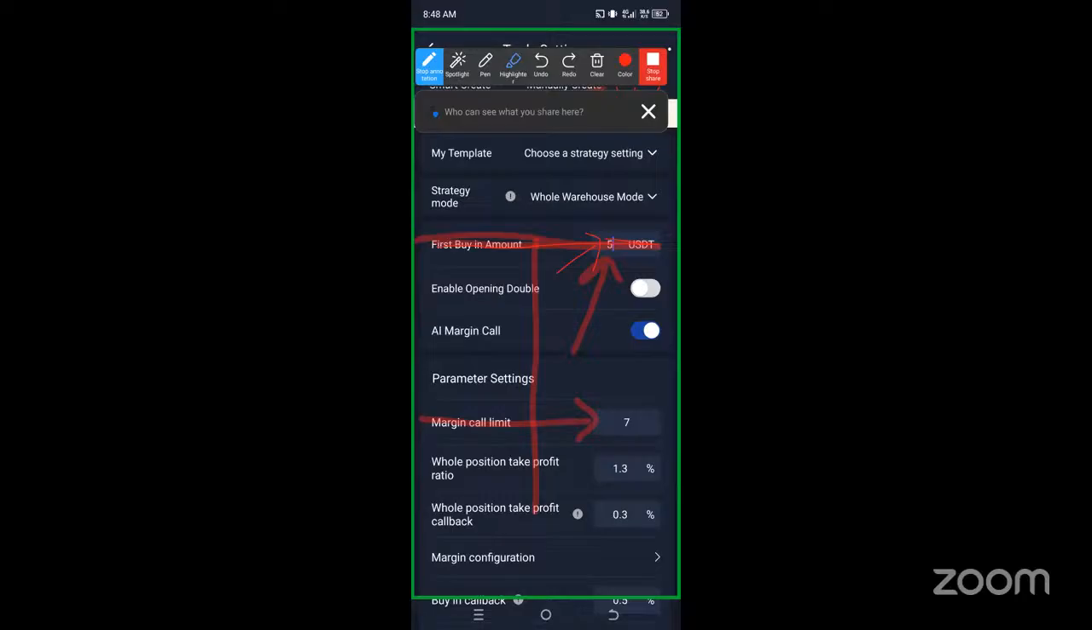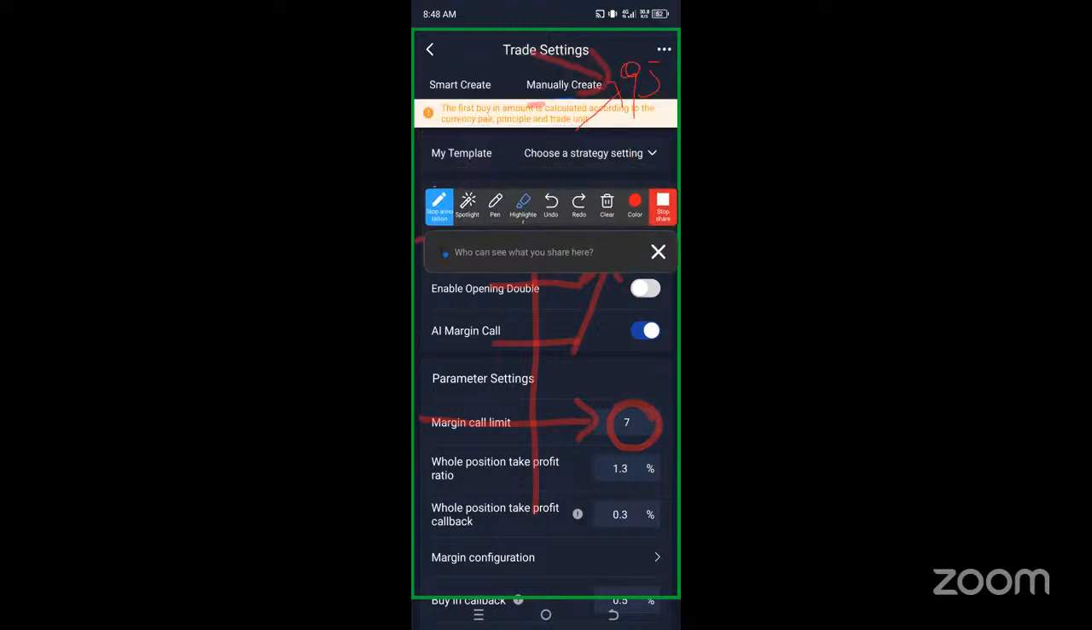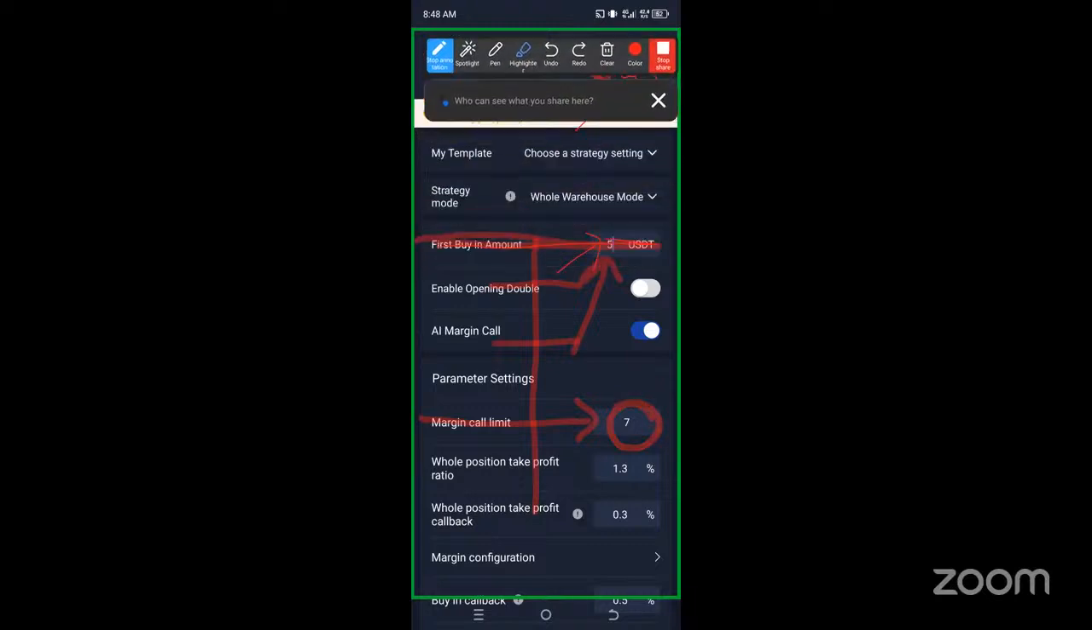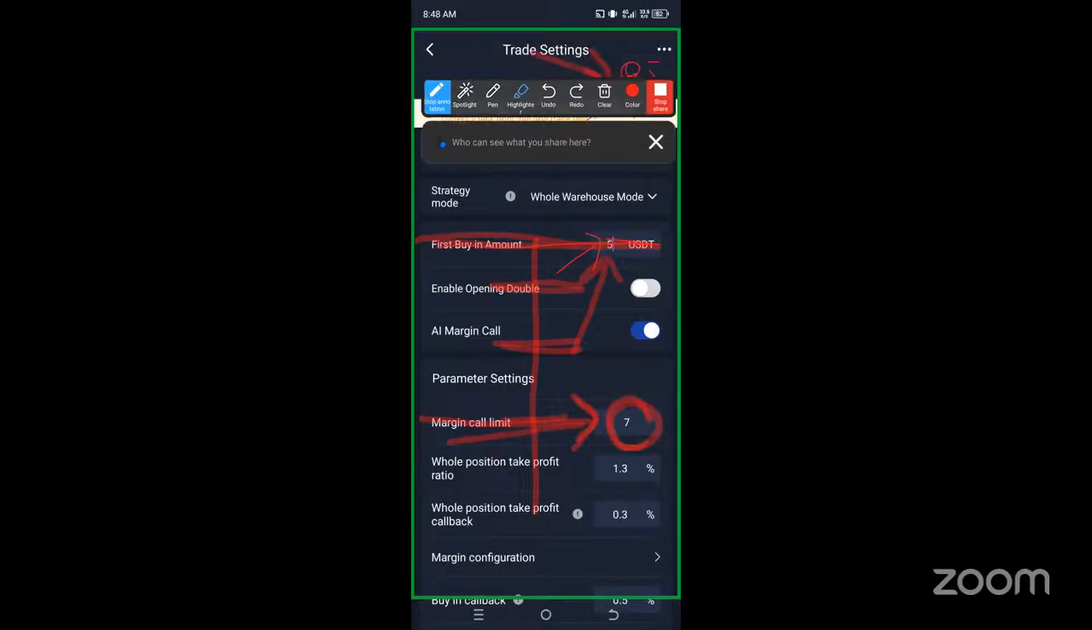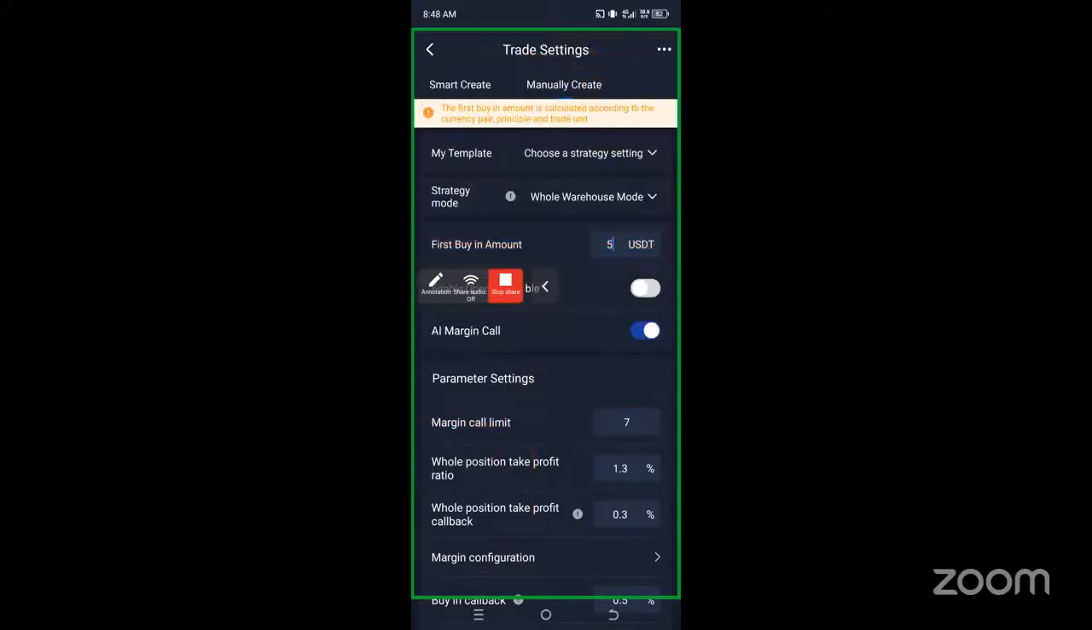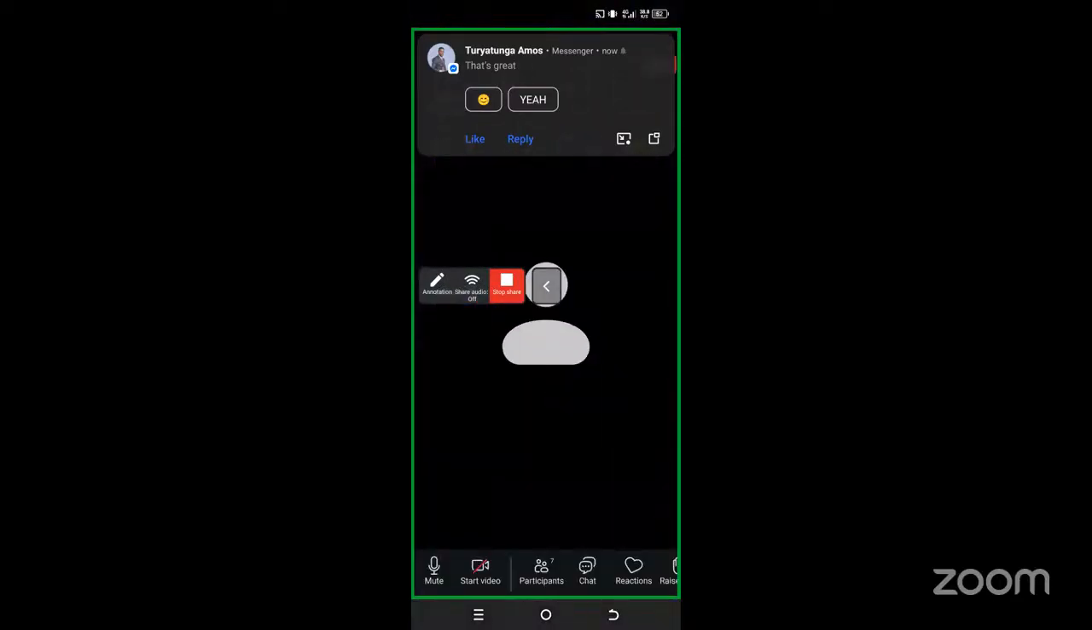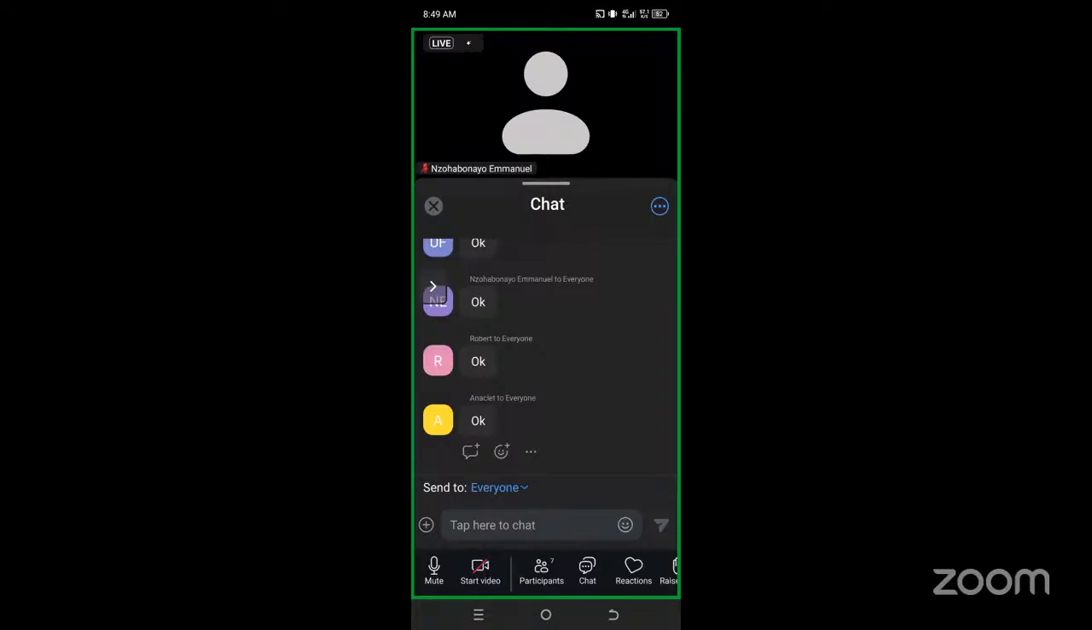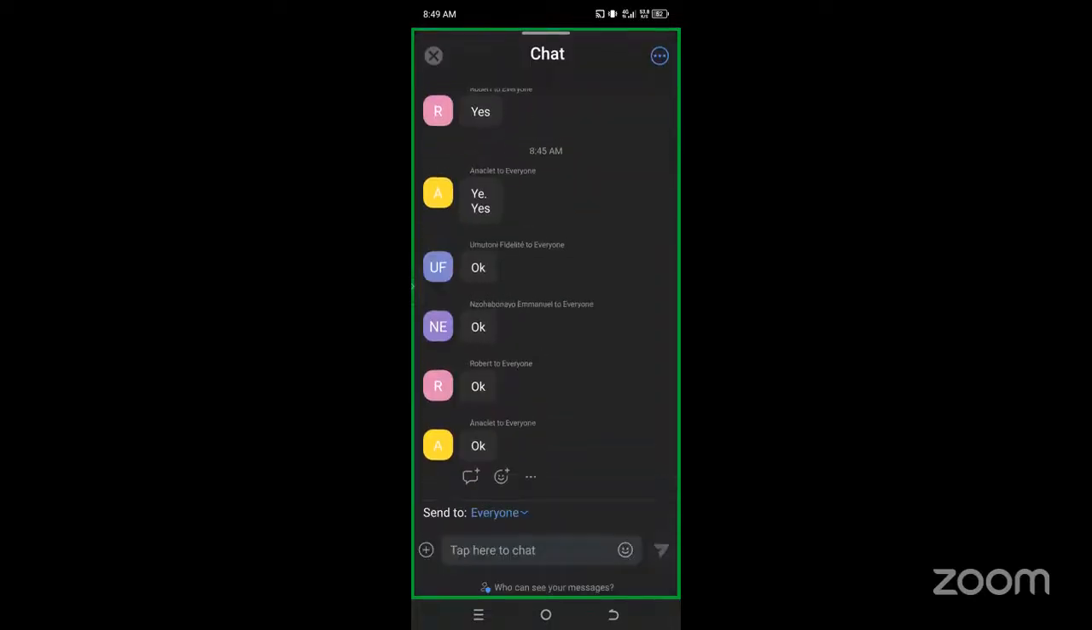If we use $5 to keep buying when the market comes down, how many times will I be able to buy so that this money can be finished? If I decide to keep using $5 to buy when the market comes down, how many times will I be able to buy so that my reserve capital can get finished? Let me go in the chat box and I see the answer. How many times will I be able to buy when the market comes down?